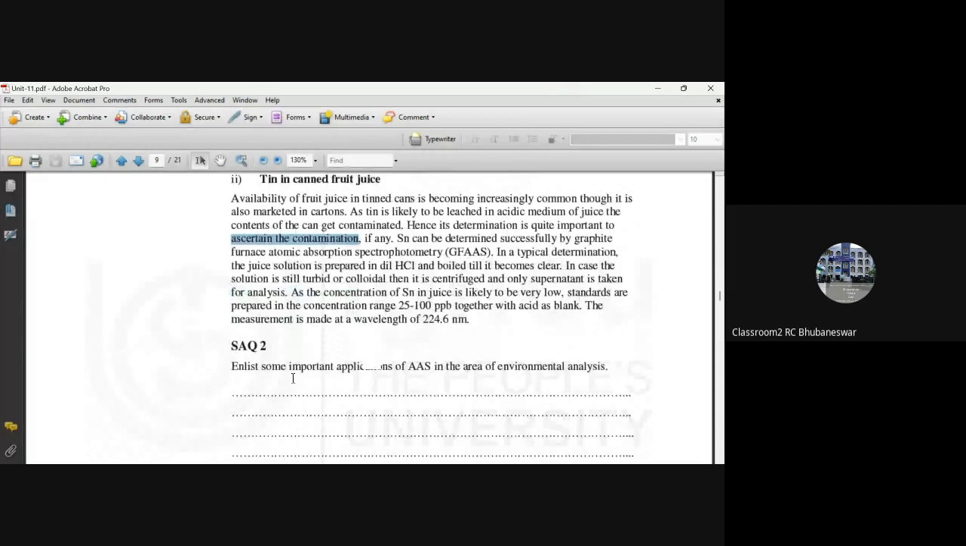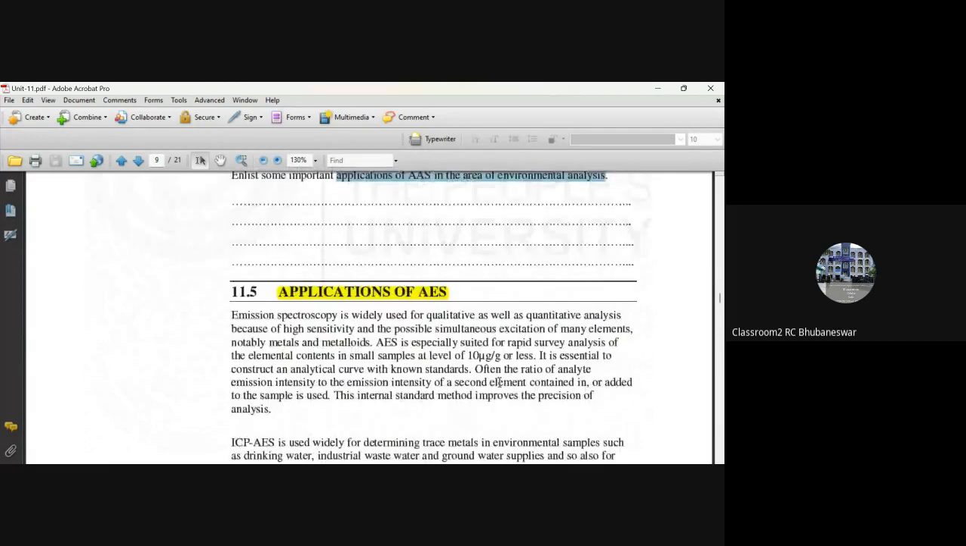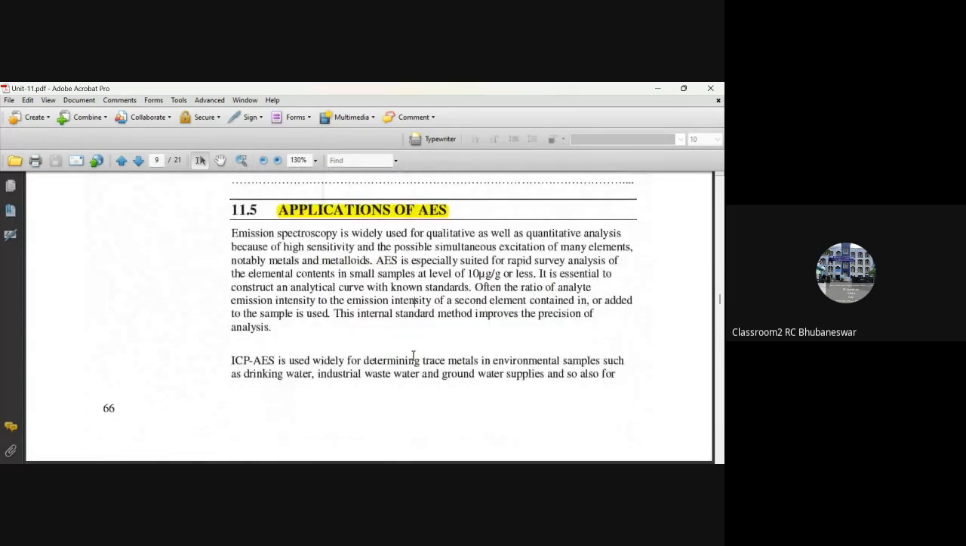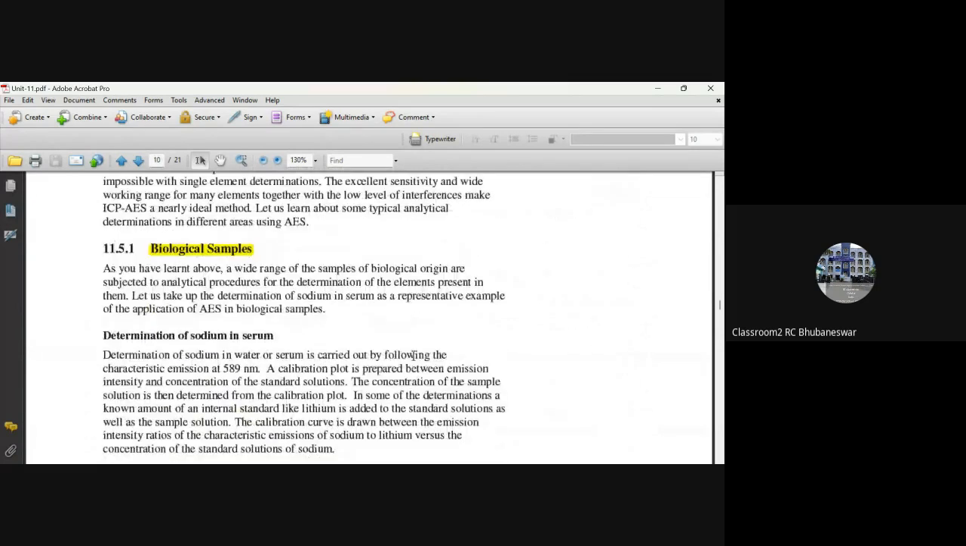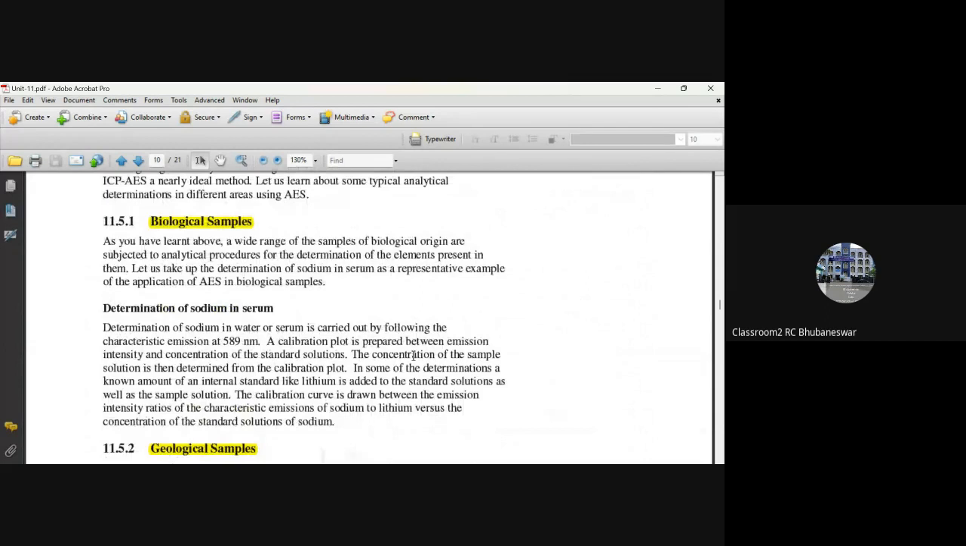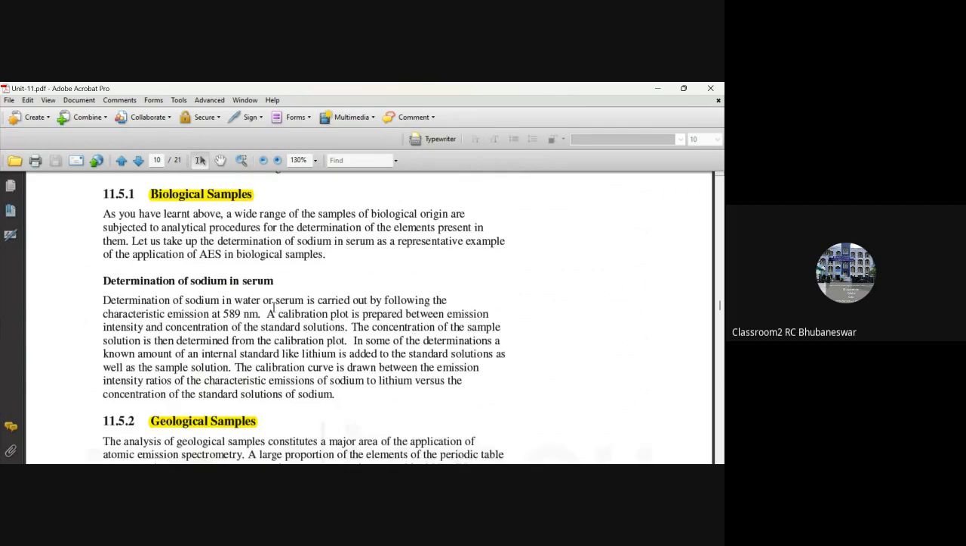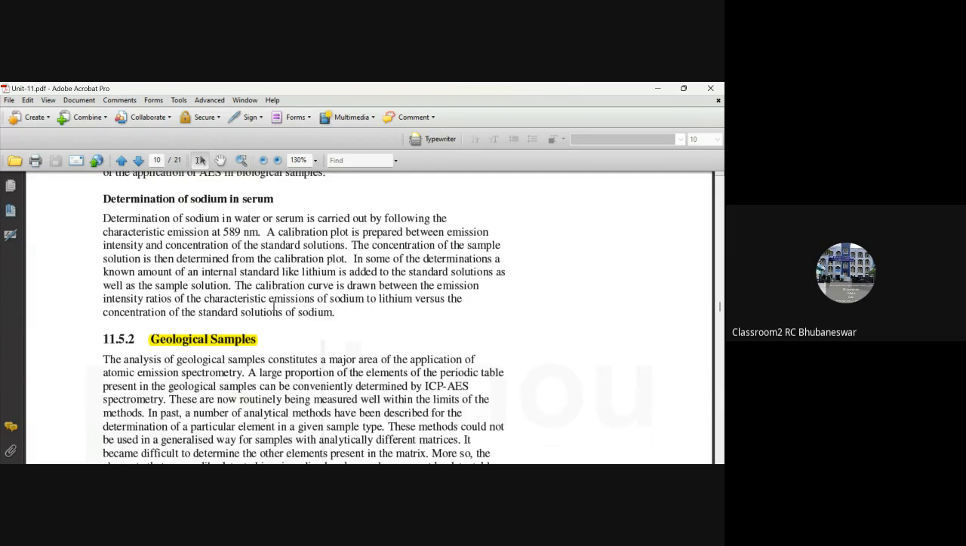So various application areas there, environmental analysis, that also you can note down. Then coming to applications of AES, similarly to what we saw for biological samples, here also you can determine the sodium in serum. Sodium and some other elements are sometimes not determined through AAS. For some elements for which we cannot use AAS, we can use AES very well for determining them in solutions.